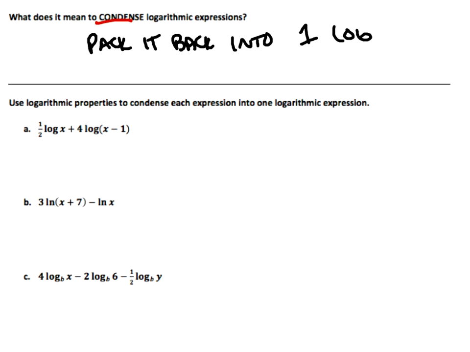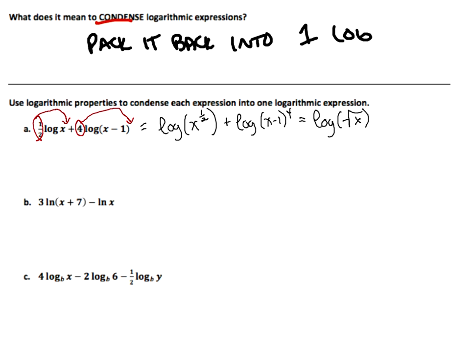All right. So the first thing that jumps out at me in A here is that these coefficients need to go back up into the exponent. So I have log of x to the 1/2 plus log of x minus 1 to the 4th. And x to the 1/2 is really a square root. So that's log of the square root of x plus log of x minus 1 to the 4th. And since it was addition here, that means it came from the log of a product.